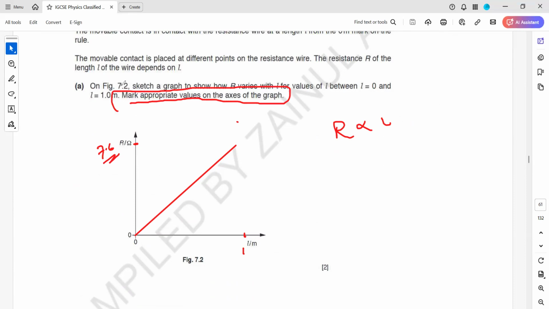We have to mark them. Because they mentioned in the question that when the resistance is 7.6, the length of the wire is 1 meter. And we know resistance and length are directly proportional. So it must be a straight line which is passing through the origin. Draw a straight line first, and then at the end point of the line, mark 1 meter and 7.6 ohm.